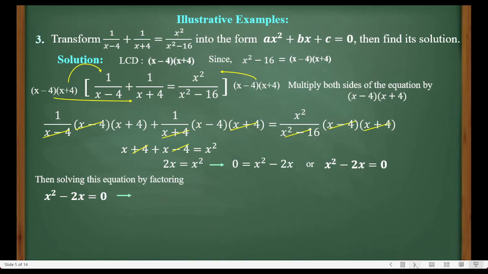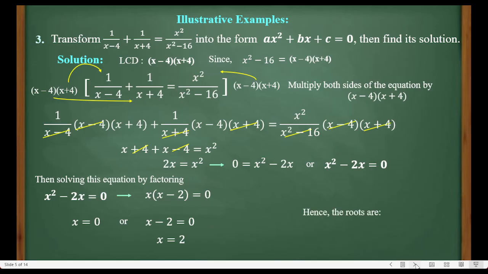So, again, factoring the left side, it is also the same as x times the quantity x minus 2, then equate to 0. And then, again, applying the zero product property, we equate each factor to 0 in order to come up with two resulting linear equations in one unknown. For the first equation, x equated to 0, so automatically we get the first root, which is 0. And for the second equation, we have x minus 2 equated to 0. And from the second equation, the value of x is 2.